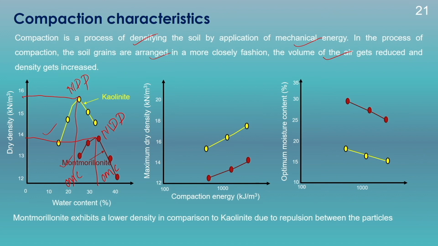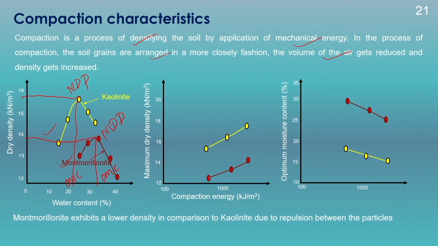On the other hand, the diffuse double layer thickness for kaolinite will not be developed, and with the increase in the water content, the attractive forces for the kaolinite will increase, and it will lead to a more closely packed arrangement between the kaolinite particles. Therefore, the density will be higher for kaolinite in comparison to the montmorillonite.